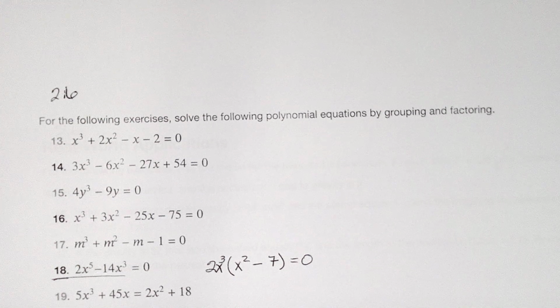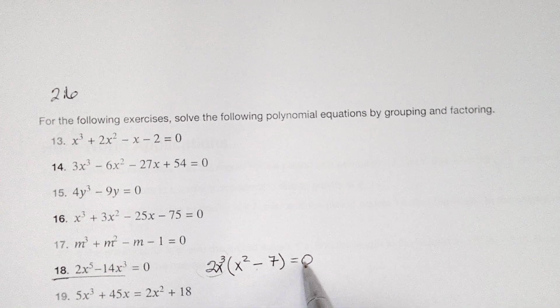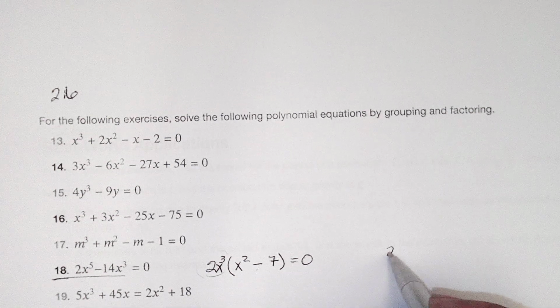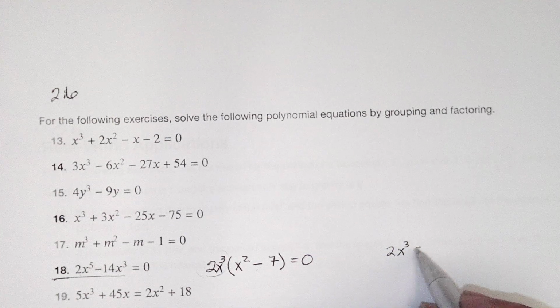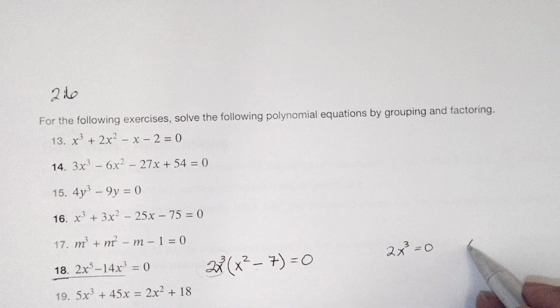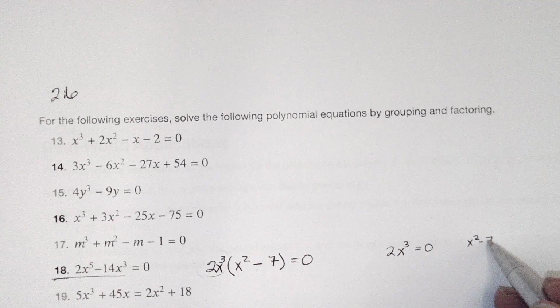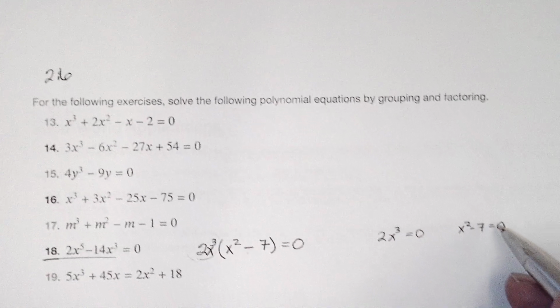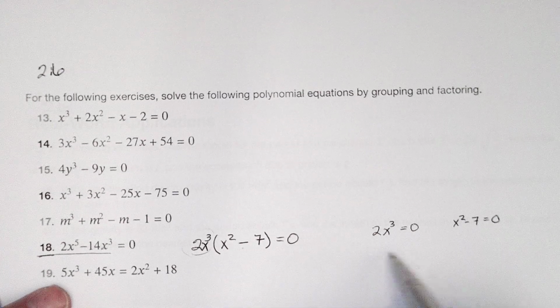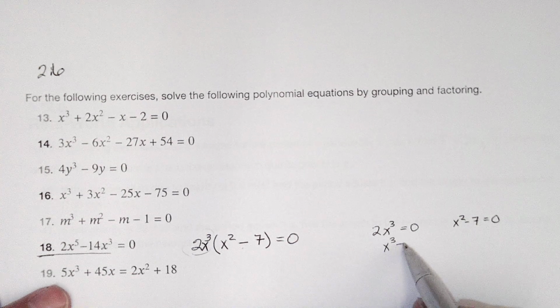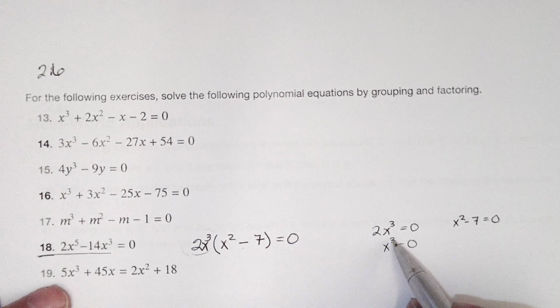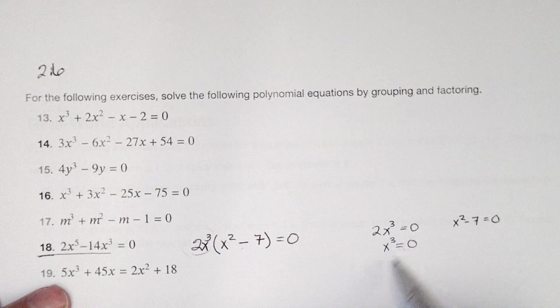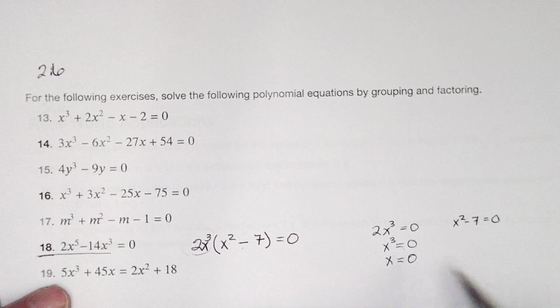Okay. Now, what would make this be 0? We got two things multiplied equals 0. So 2x to the third could be 0, or x squared minus 7 could be 0. So divide by 2, and we get x to the third would have to equal 0. Take the cube root, and we get x equals 0.